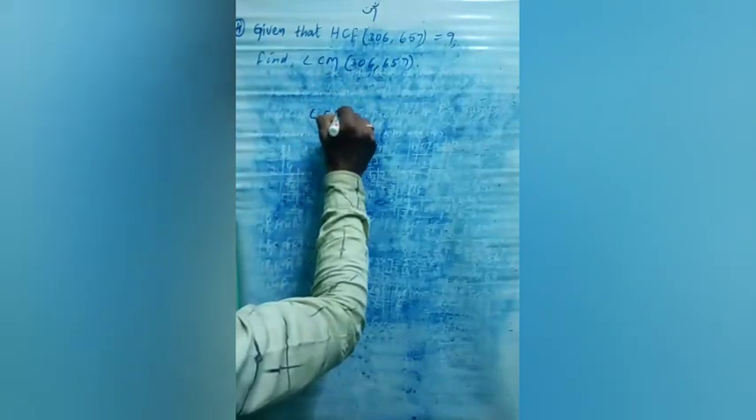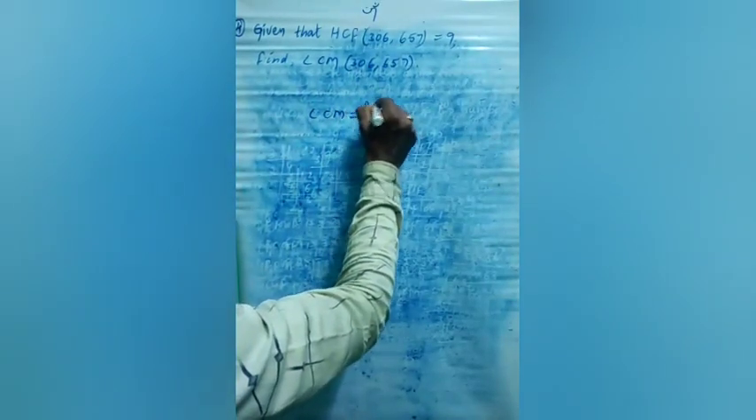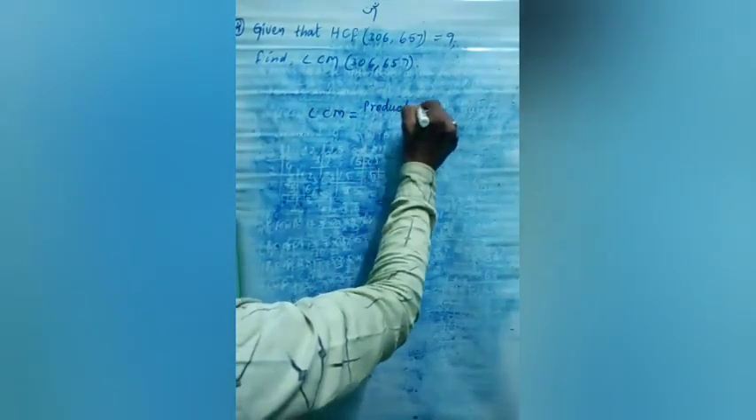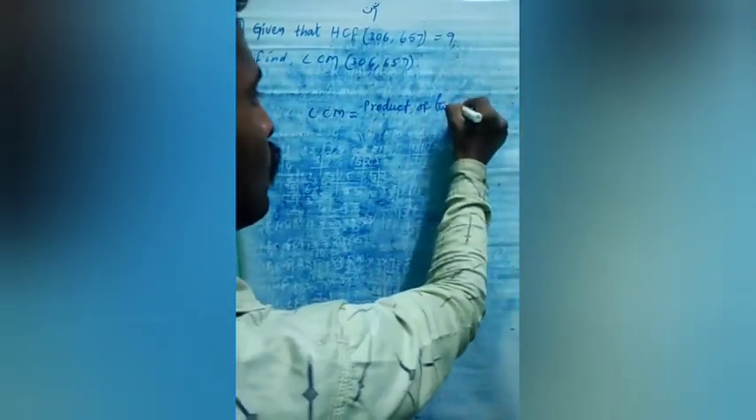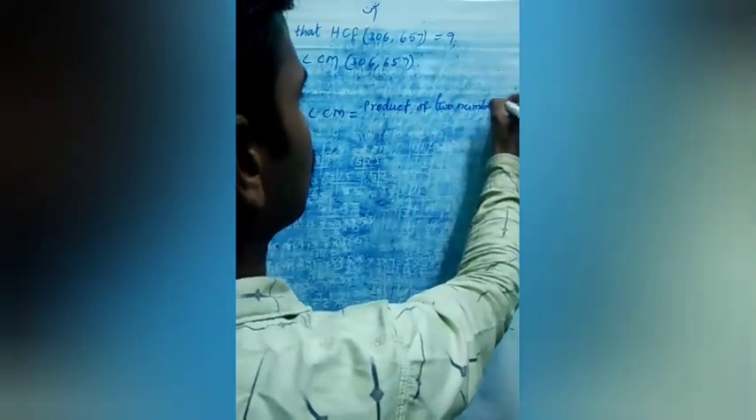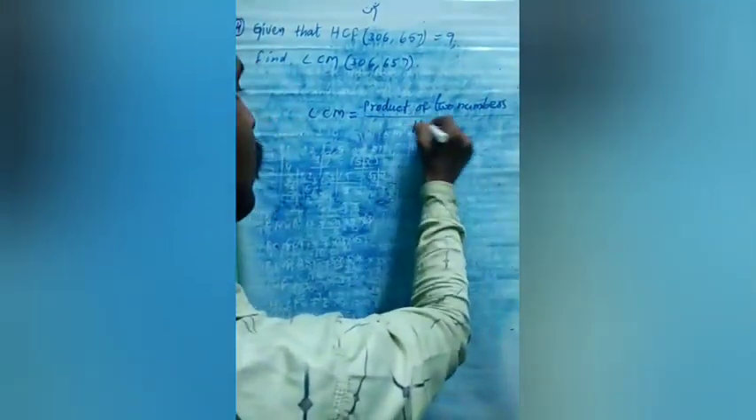Question number 4. Given that HCF of 306 and 657 is equal to 9, find the LCM of 306 and 657. Already we know that LCM into HCF is equal to the product of two numbers. So we know the formula. LCM is equal to the product of two numbers divided by HCF.